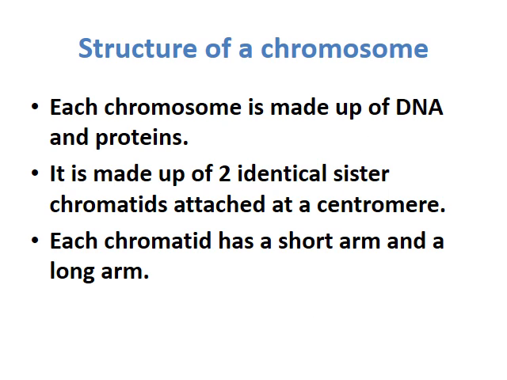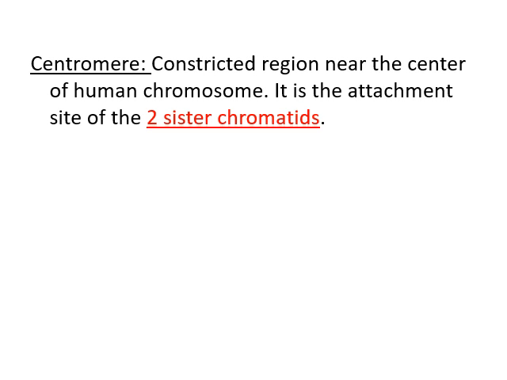Structure of a chromosome. Each chromosome is made up of DNA, deoxyribonucleic acid, and proteins. It's made up of two identical sister chromatids, as we see in the slide before, attached in the center, which is called the centromere. Each chromatid has a short arm and a long arm, a P arm and a Q arm. What is a centromere?